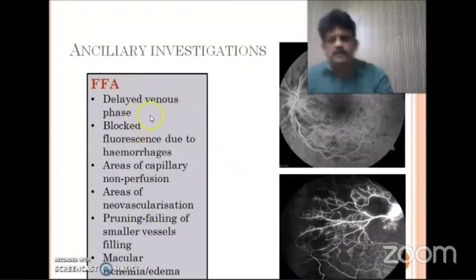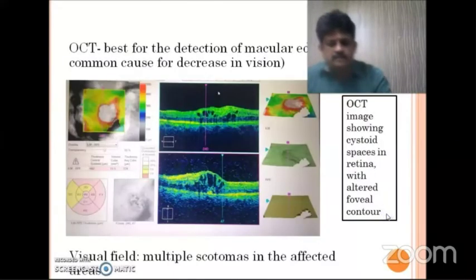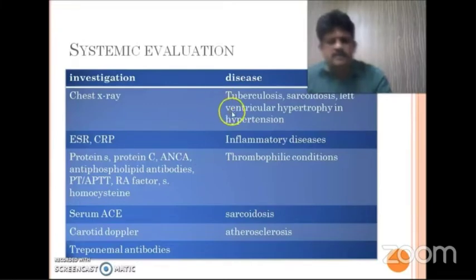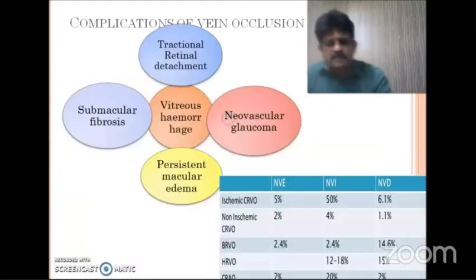Coming to fluorescein angiography, there will be delayed filling of the veins and areas of CNP clearly made out, and failure of smaller vessel filling, which is called pruning, will be well appreciated. Here is the hyperfluorescence, which increases in late phases, suggestive of neovascularization and macular ischemia. OCT shows cystoid macular edema. Visual field shows multiple scotomas in the affected area. A few investigations are required in atypical cases, that is if the presentation is less than 40 years. These are the investigations to be done in case of vein occlusion.